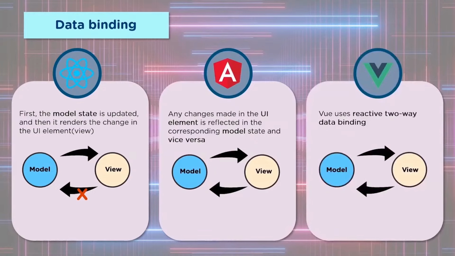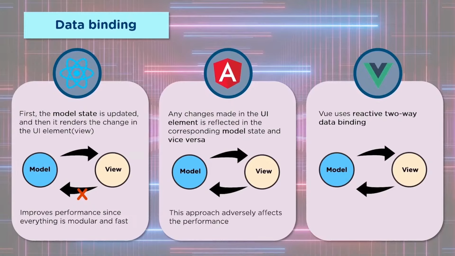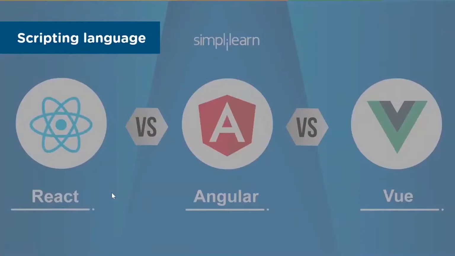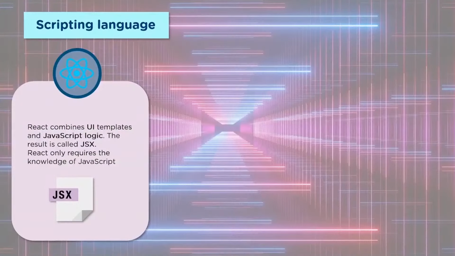Now this hugely influences the performance. Due to one-way data binding, React is modular and fast, improving the performance. Angular's two-way data binding adversely affects the performance. And Vue, on the other hand, performs according to the input type. Moving on to scripting languages, React combines UI templates and JavaScript logic, resulting in a new language called JSX. So React only requires a knowledge of JavaScript.